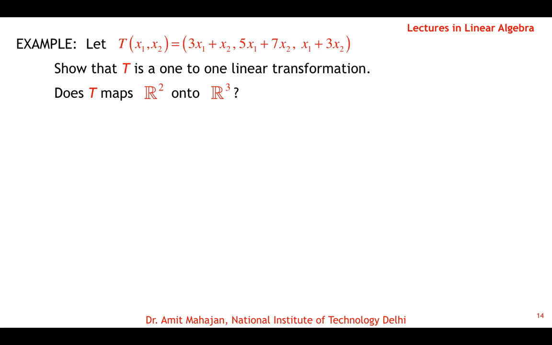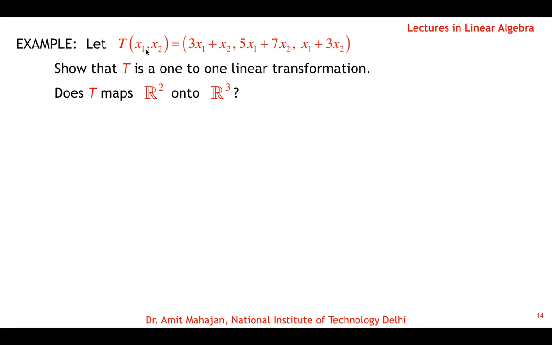So let us take one last example. Let there be a transformation T(x1, x2) = (3x1 + x2, 5x1 + 7x2, x1 + 3x2). This is the vector x. The vector x has two elements, so the domain is R2, and T of x gives us three components, so the codomain is R3. Show that T is a one to one linear transformation. Does T map R2 onto R3 or not?